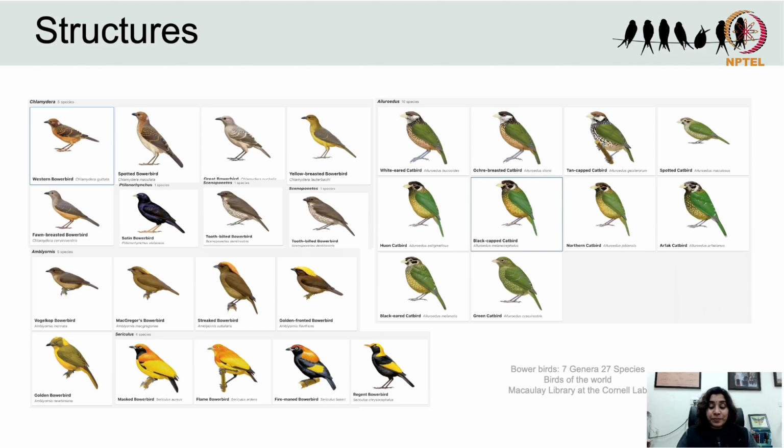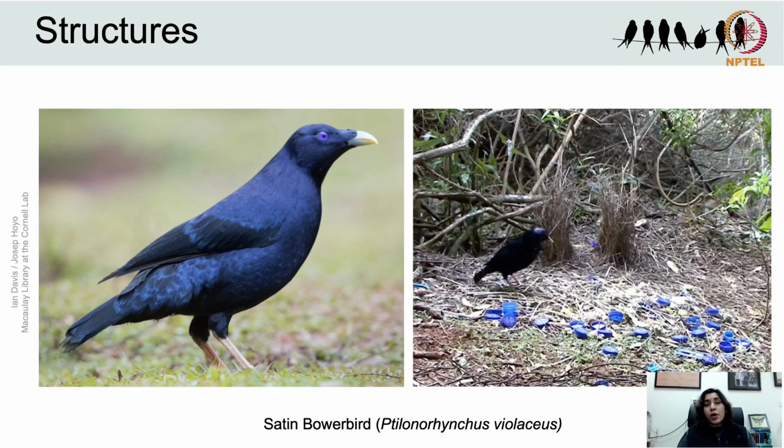Now, bowers can be of two broad categories, avenue bowers and maypole bowers. Avenue bowers are made of two parallel walls made of sticks that are arranged vertically, and the area on either side of the bower can be used as a display court where the bird displays items that it has collected to decorate its bower.